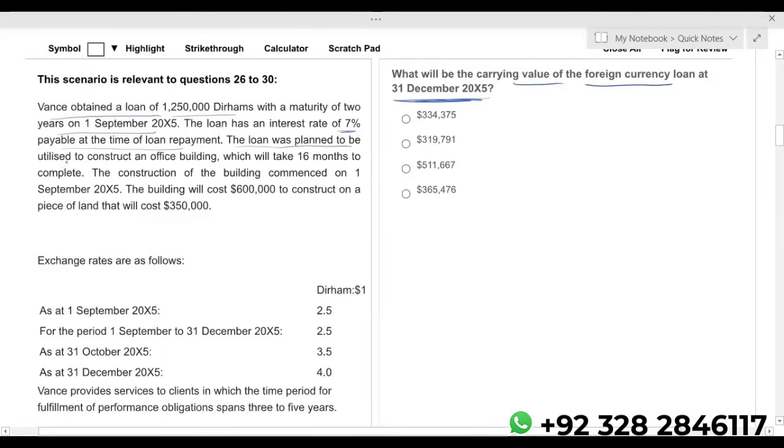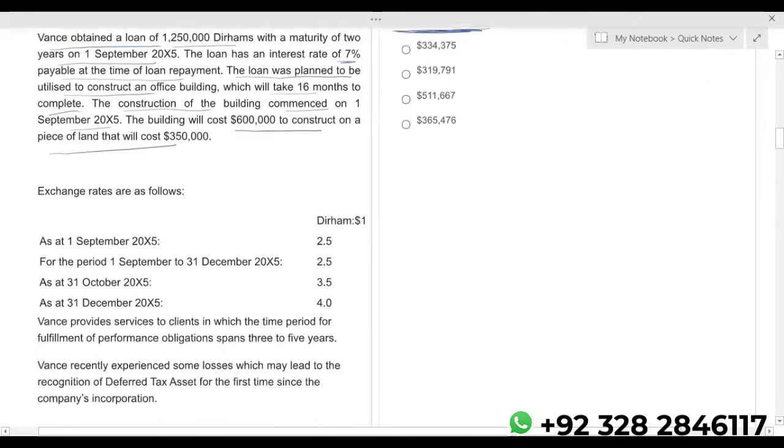The loan was planned to be utilized to construct an office building, which will take 16 months to complete. The construction of the building commences on 1st September. The building will cost $600,000 to construct. Piece of land will cost.